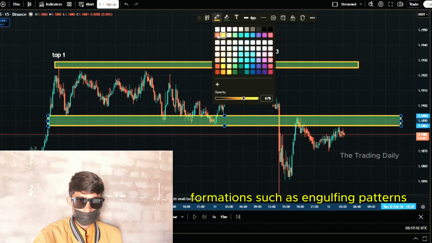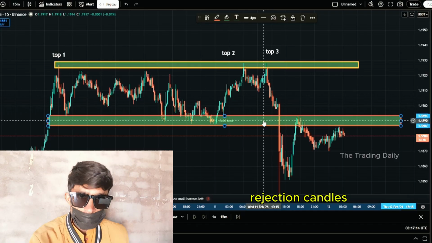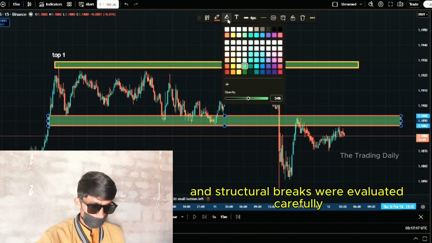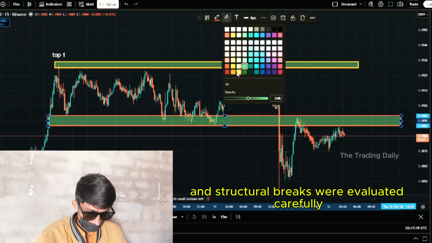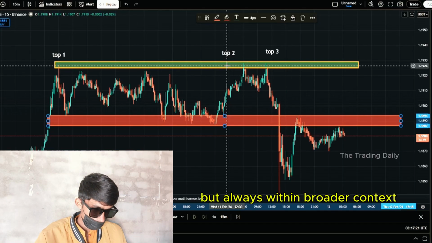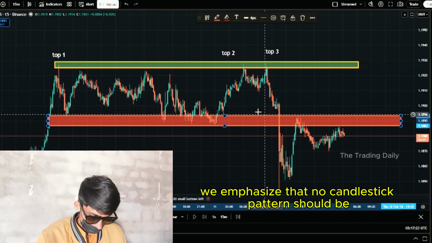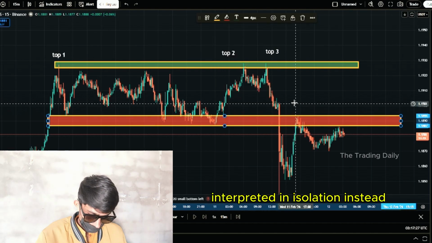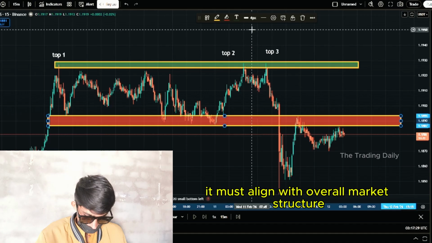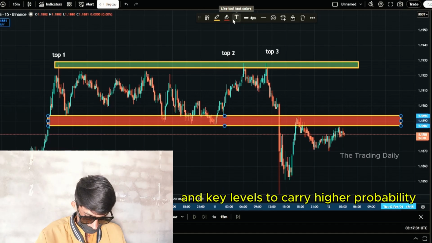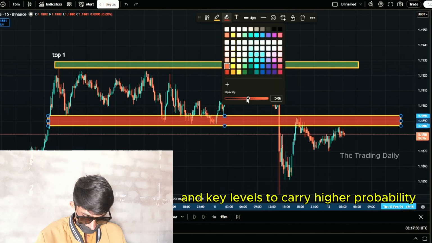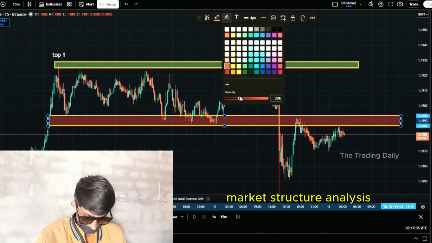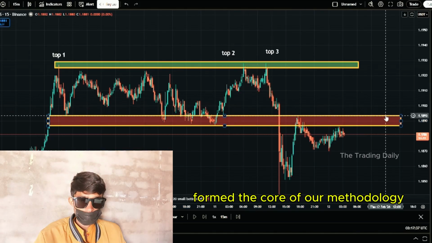Reversal formations such as engulfing patterns, rejection candles, and structural breaks were evaluated carefully, but always within broader context. We emphasized that no candlestick pattern should be interpreted in isolation. Instead, it must align with overall market structure and key levels to carry higher probability. Market structure analysis formed the core of our methodology.